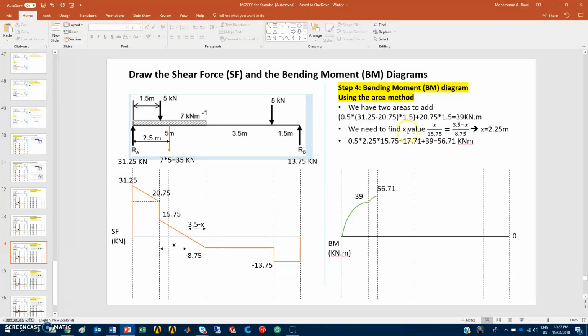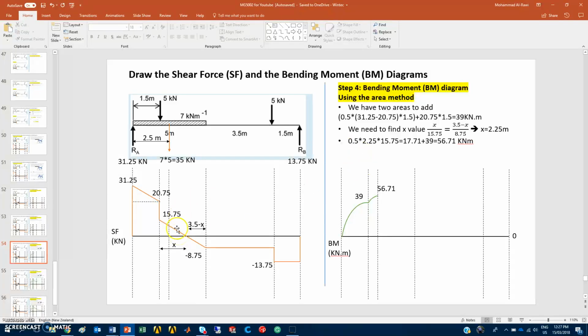So what we do, we use trigonometry. x divided by that distance, which is 15.75, is equal to 3.5 minus x divided by 8.75, because they have the same angle, therefore they should have the same ratio. You arrange the equation, and you find the x value is equal to 2.25 meters.